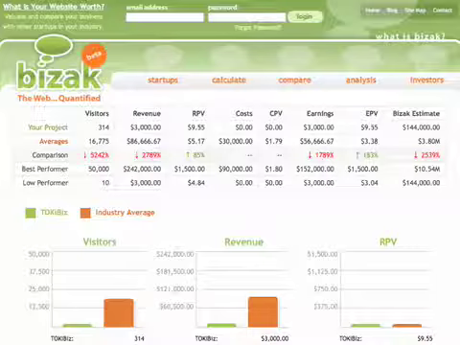For example, you can compare your project to a company in the financial industry who operates a blog and who makes money off Google AdSense. You'll get one set of benchmarks for each parameter: visitors, revenues, revenues per visitor, costs, cost per visitor, earnings, earnings per visitor, and a Bizak estimate. You can then compare your project to any other combination, such as healthcare industry, how they do with consulting services, making money off of consulting and service fees.